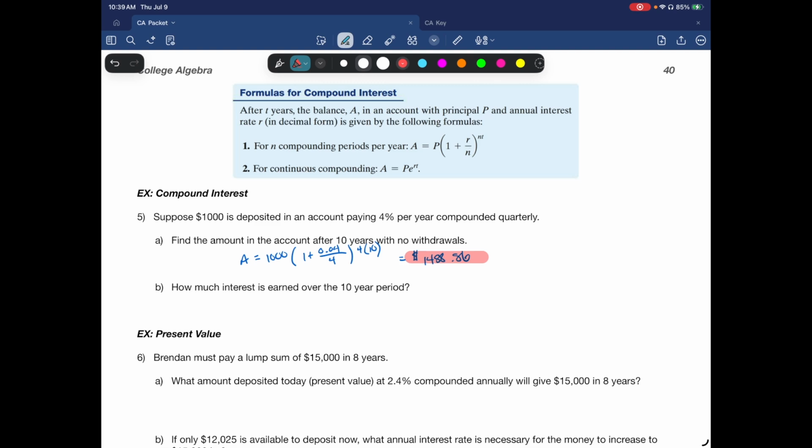So how much interest have you earned over that? You simply subtract 1,000 from your previous answer, and you get 488.86.